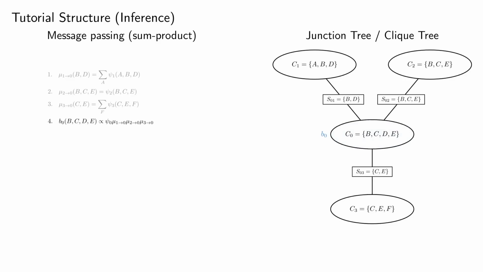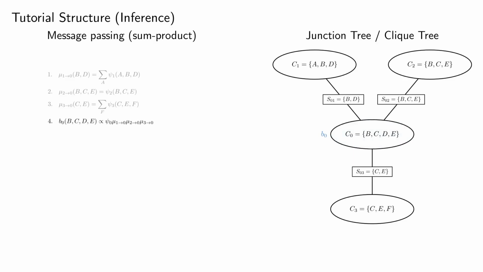Its belief, B0, is proportional to its local factor, psi0, times those 3 incoming messages. Each message summarizes all factors on its side of the corresponding edge, so this product incorporates information from the entire tree. The proportionality sign reminds us that the expression may be unnormalized. Dividing by the sum over all assignments of B, C, D, and E, we turn it into a valid probability distribution whose entries sum to 1. Now the outward pass begins.